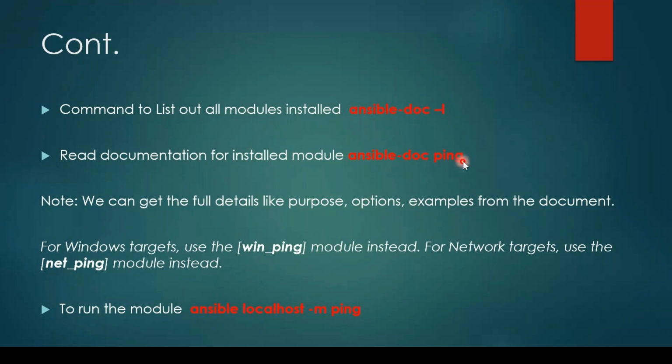And again, ping is only for Linux servers. If you want to check connectivity for Windows servers, we have to use win_ping. If you want to check network device connectivity, you can use net_ping. So ping itself varies based on the client device. Whenever you verify connectivity for Linux machines, use ping; for Windows, the win_ping module; for network devices, the net_ping module. Don't use ping for all inventories, I mean all types of devices.